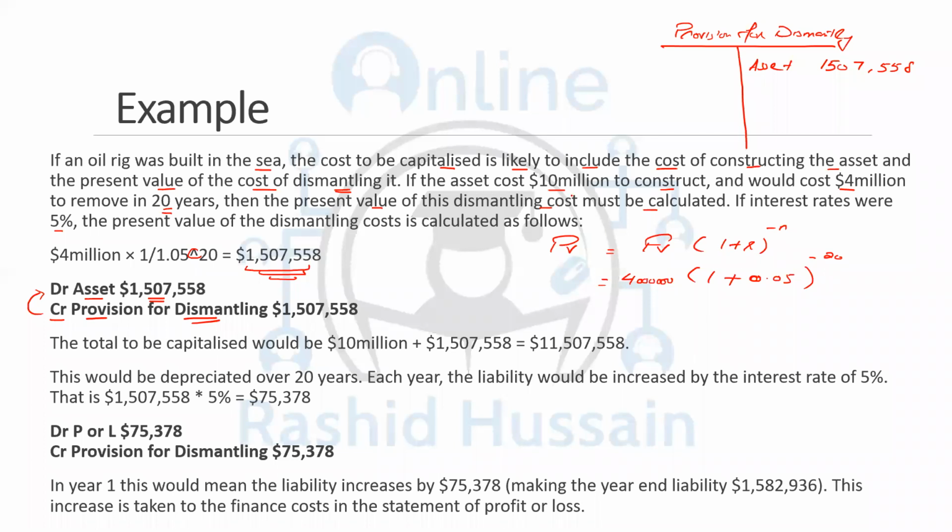So we are done with the initial part of this dismantling, that we have successfully calculated the present value, and we have got the figure 15,07,558. Now we are going towards the next concept, which is known as unwinding, and I need your attention for that. Unwinding. What is this concept?